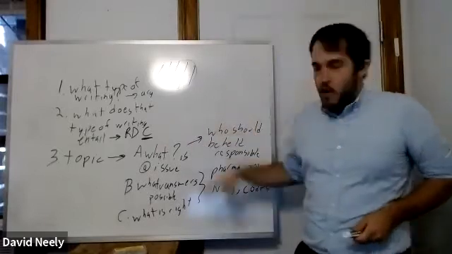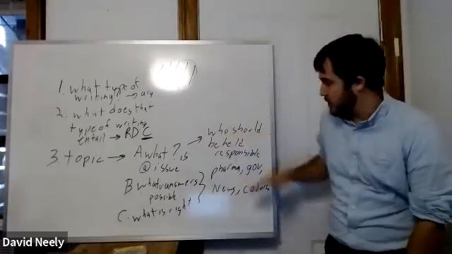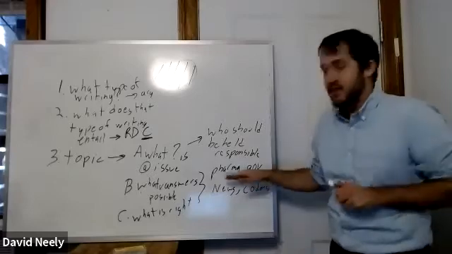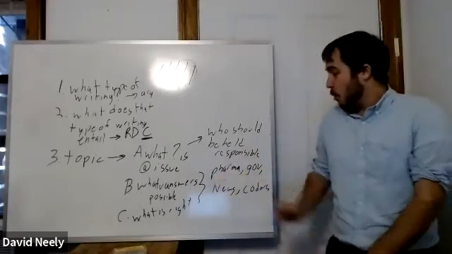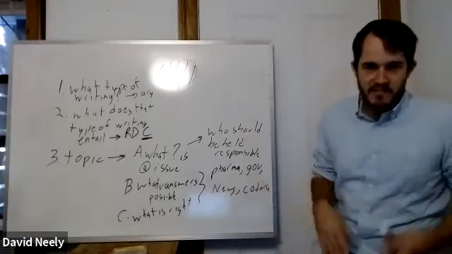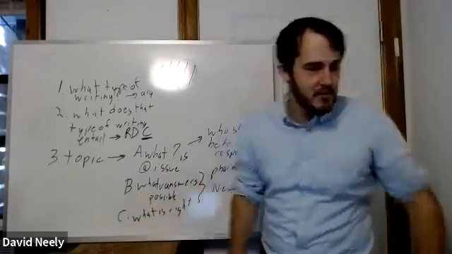So this is the second one. The question is who should be held responsible, and the claim you're arguing for would be something like the pharmaceutical company is responsible, or the news and the government are responsible. All of that is the type of claim you'd be arguing for.